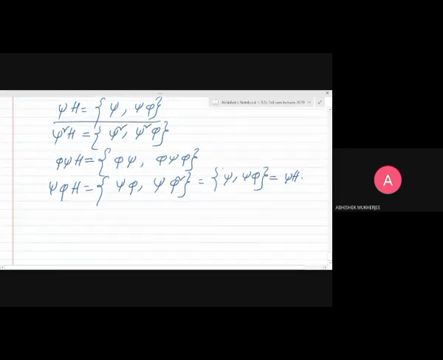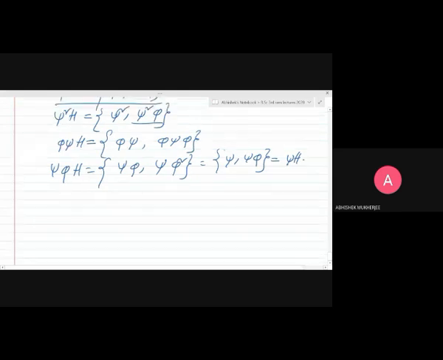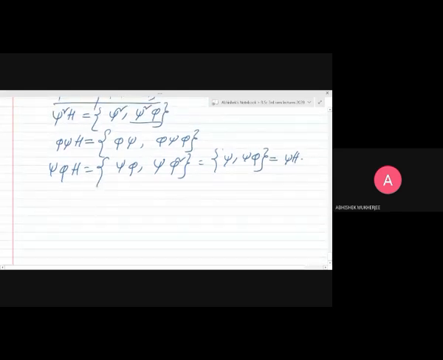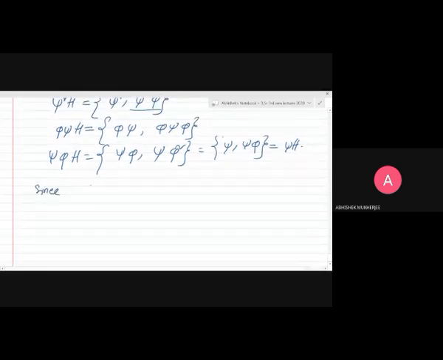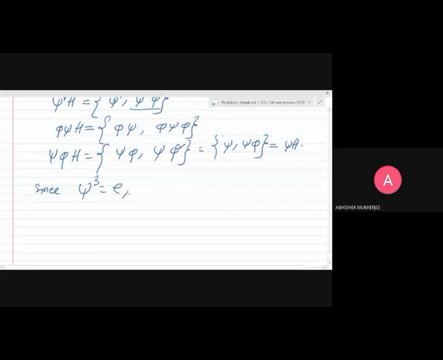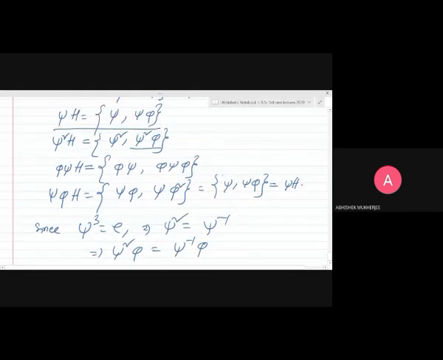And now, what is psi square phi? Since psi cube is identity, psi square is psi inverse. So psi square phi means psi inverse of phi, right?